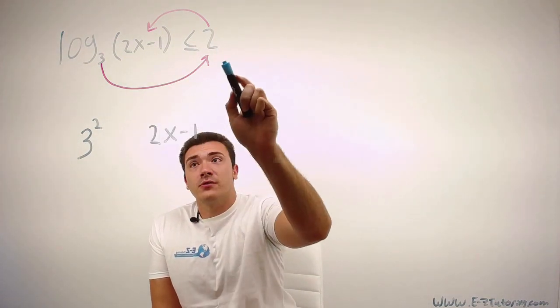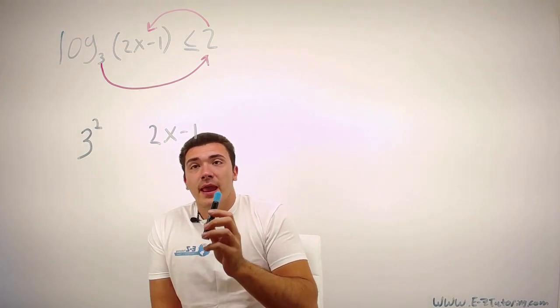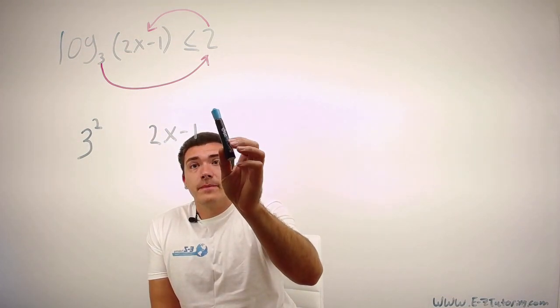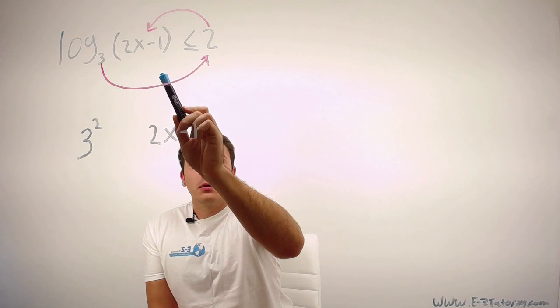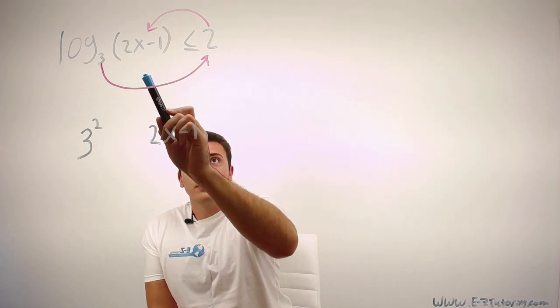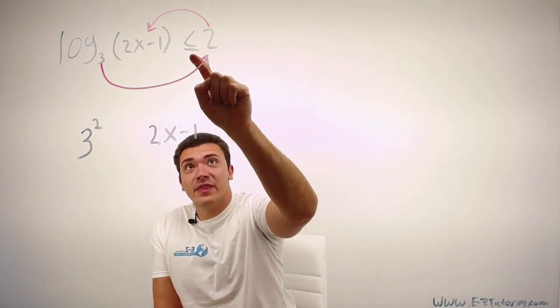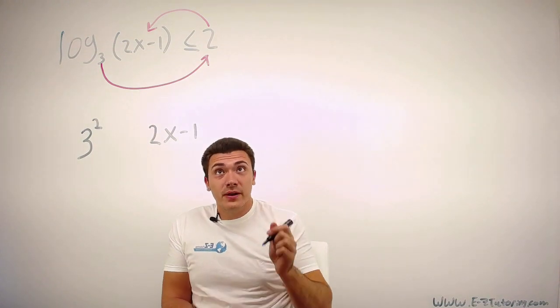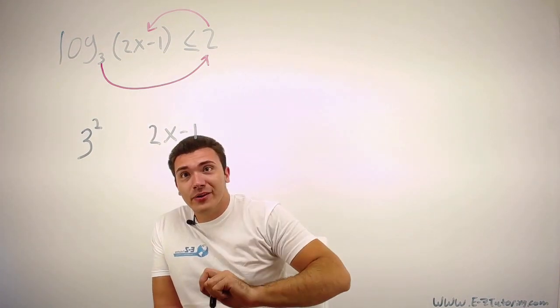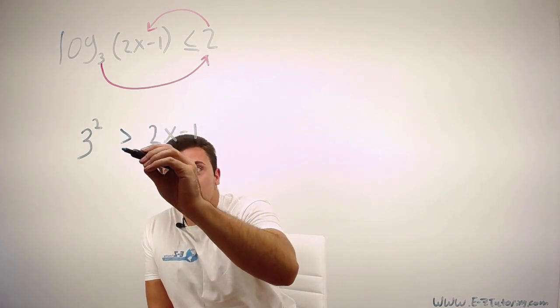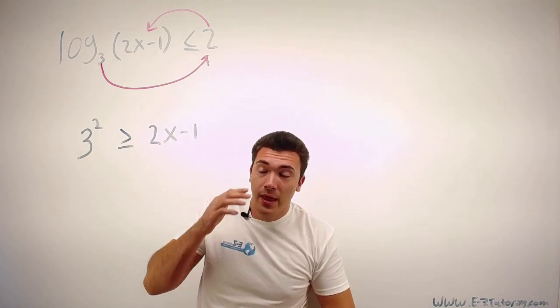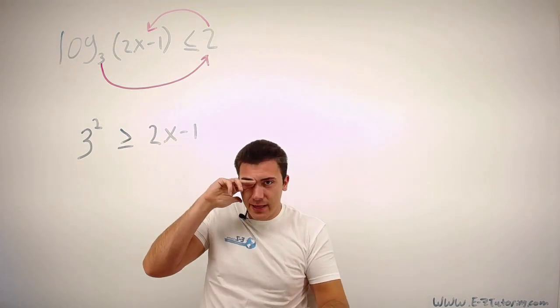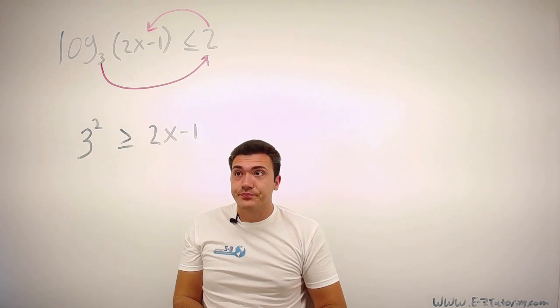So you have 3 squared, put that first, and whenever you convert an inequality with a logarithm, you always have to flip this sign. So this is very important. Instead of less than or equal to, now this becomes greater than or equal to. And of course, if it was less than, it would have switched to greater than.